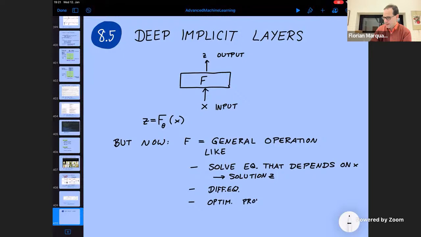And now this is all good and fine, because there are numerical techniques to solve an equation or a differential equation and so on. So it's not so hard to go from X to Z. But the problem is, in the end, to be able to train this whole thing as part of a bigger architecture, we need to take gradients. We need to be able to take the gradient of Z with respect to the input X. And how are we going to do that if we were to use some black box numerical routine to, for example, get the solution of a differential equation? And so that's the important question.